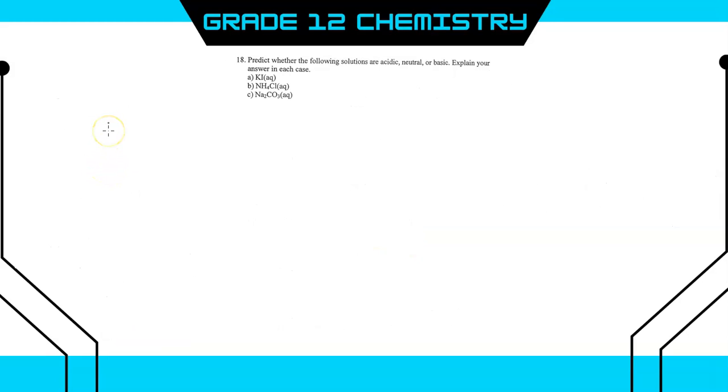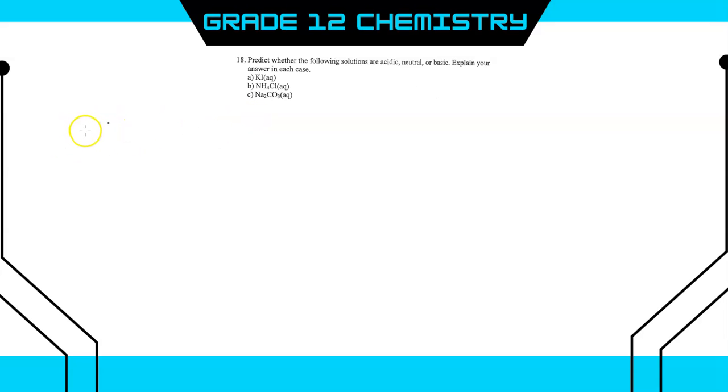All right, here's the last question. Now, there's no calculations involved with this one, but we are going to look over strong and weak acids and bases. So predict whether the following solutions are acidic, neutral, or basic. So let's start with A.